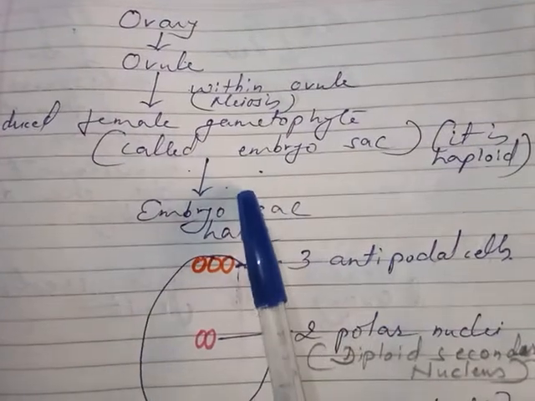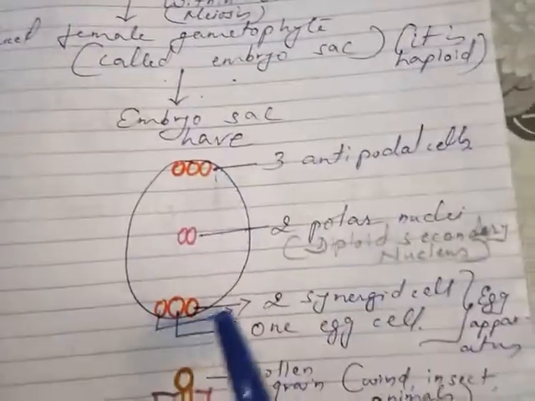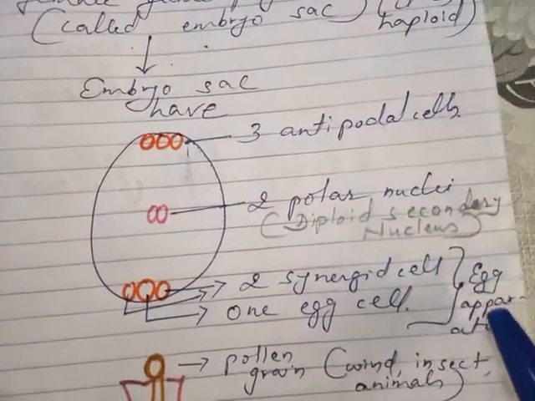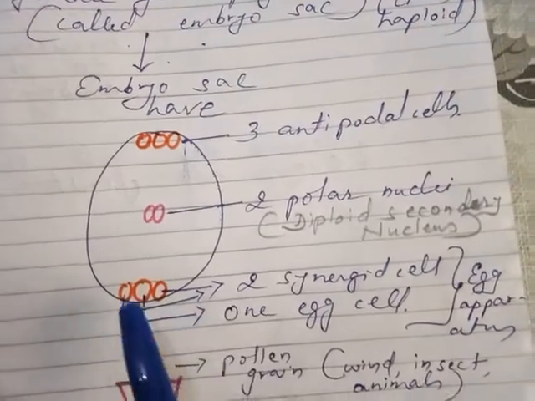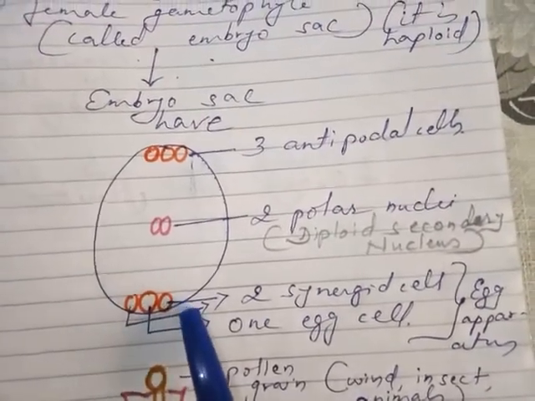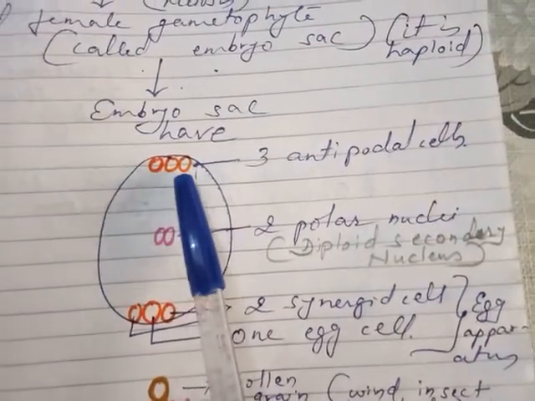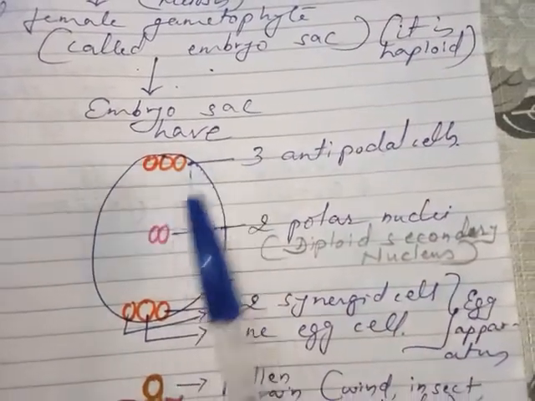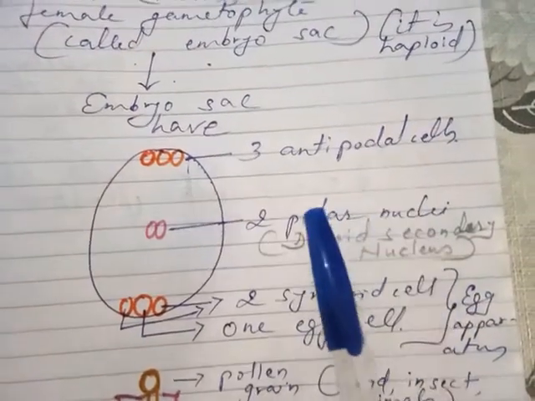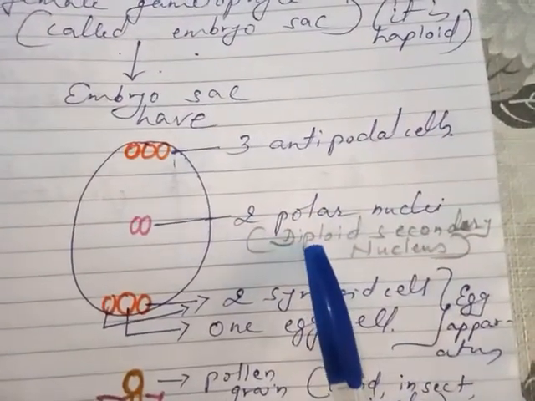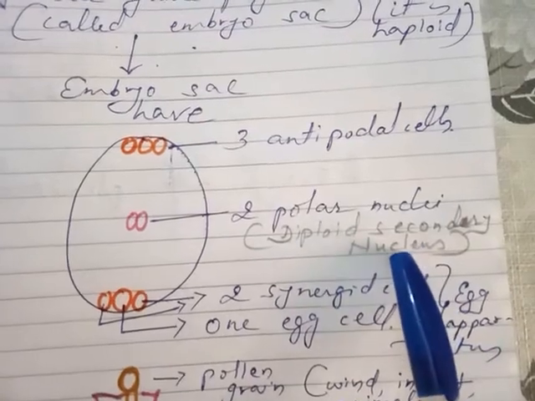The embryo sac has an egg apparatus, and in that egg apparatus one egg cell is there and two synergid cells are there. At the other end, three antipodal cells are present, while in the center two polar nuclei are present that fuse together, giving rise to a diploid secondary nucleus.